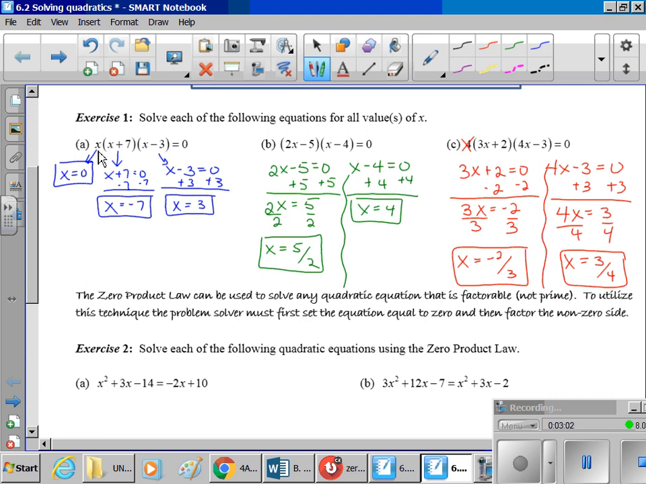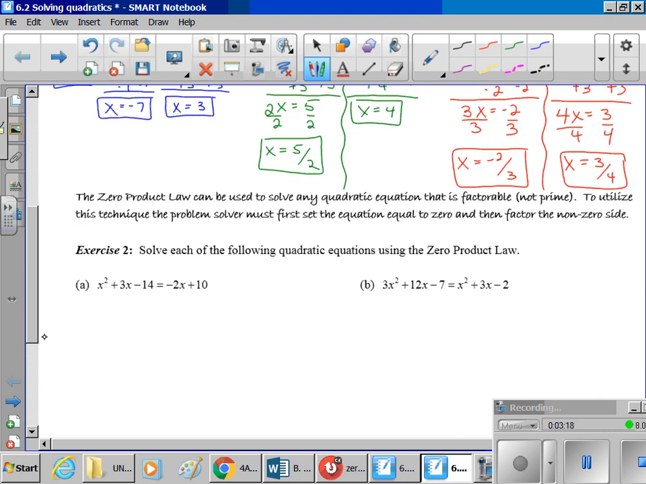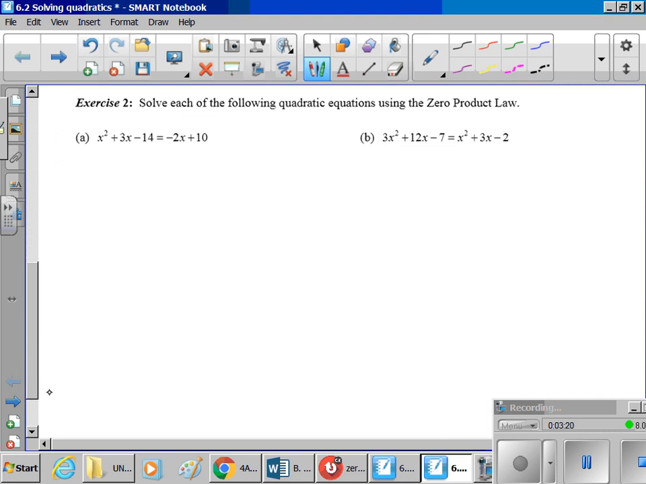All right, so the zero product law can be used to solve any quadratic equation that is factorable. To utilize this technique, the problem solver must first set the equation equal to 0 and then factor the non-zero side. If you take a look at exercise 2, you'll see we have a quadratic here. We know it's a quadratic because the degree of the equation is degree 2. That tells me that the highest exponent is a 2.